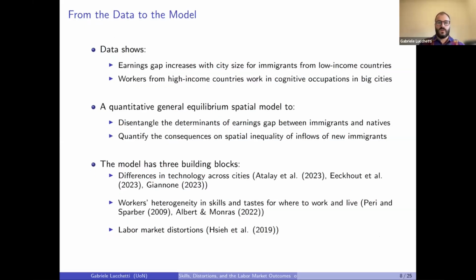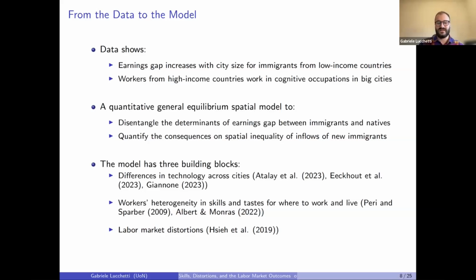Okay? So how do I go from the data to the model? The data show that there is an earnings gap that increases with the size of cities, and that this gap is mostly there for immigrants from low-income countries. At the same time, the data show that workers from high-income countries work more in cognitive occupations and in big cities. So I'm going to build a quantitative general equilibrium spatial model to disentangle the determinants of the earnings gap between immigrants and natives. So to see, for example, as Felix was asking, whether it's the fact that workers have a taste for a certain occupation or a city that explain my facts. And also, I need this model to quantify the consequences on spatial inequality after an inflow of new immigrant workers. So the building blocks of the model are 3.